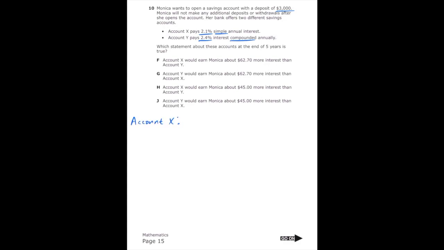So account X is simple interest, and the formula for that is I equals PRT. So I'm going to plug in everything I know. My principal is 3,000. My interest rate is 2.1%, which we need to change to a decimal, so it's going to be 0.021. And then my time in years is 5 years. Once I multiply those three numbers together, I should get $315. And because we're talking about simple interest, that already tells me just the interest. And so I'm done with account X.